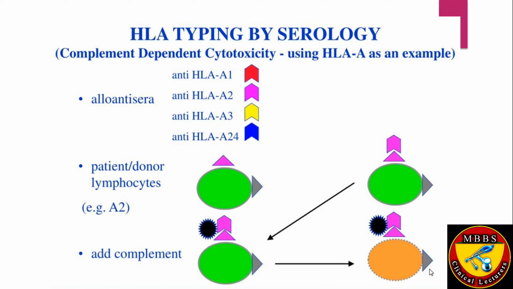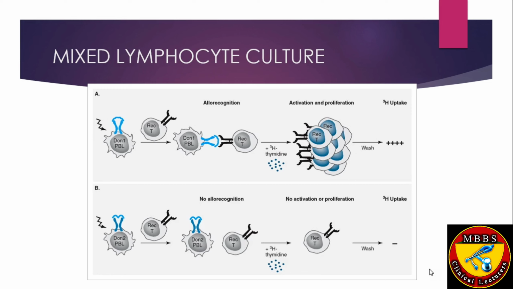Then in the next step, a complement is added, and those cells which contain the MHC protein homologous to the known antibody will lyse. And this is a good method. You can say that overall it gives a satisfactory result about 90 to 95%. But again, if HLA typing is not giving you a satisfactory result, we can move to another test which is known as the mixed lymphocyte culture or mixed lymphocyte reaction.